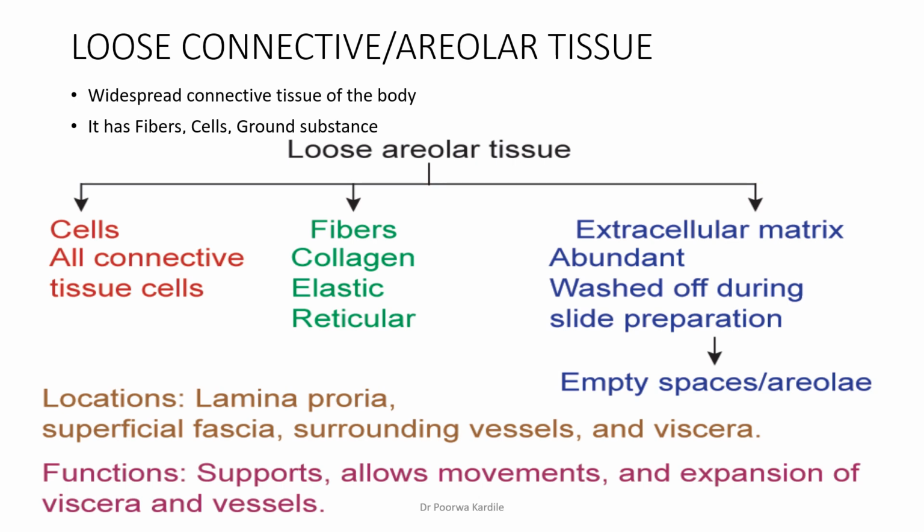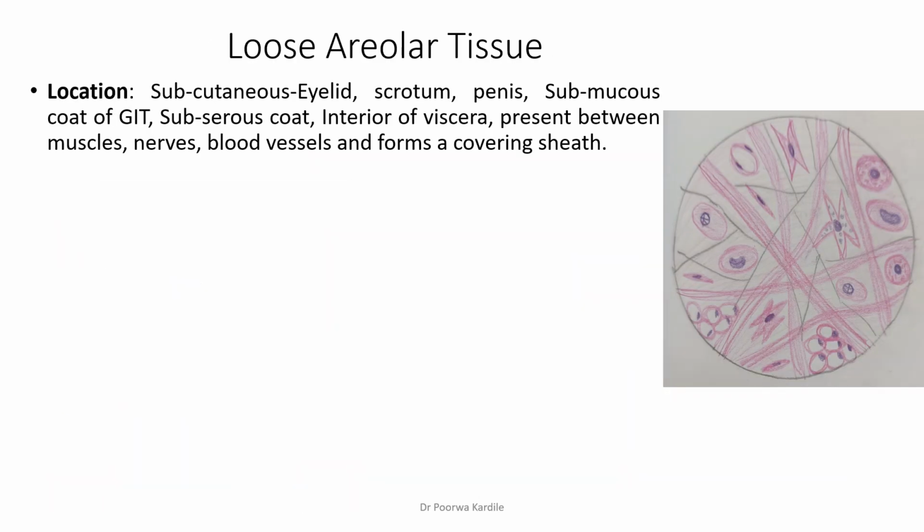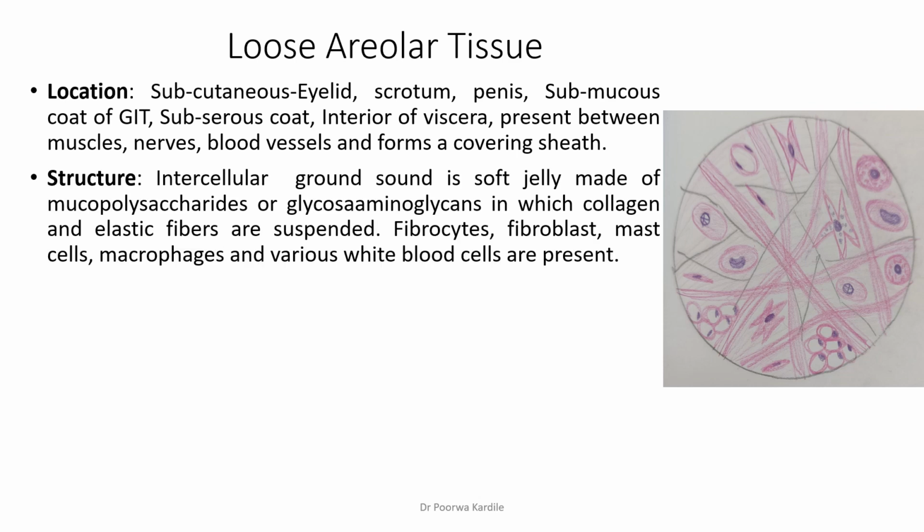Main function of loose connective tissue is to provide support. It allows movement as there is space in between, so there is a space for movement and also space for expansion of viscera and blood vessels. So the loose areolar tissue is located in the subcutaneous part of eyelids, scrotum, penis, submucous coat of gastrointestinal tract, and so on.